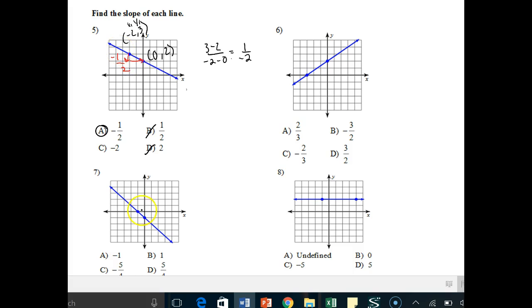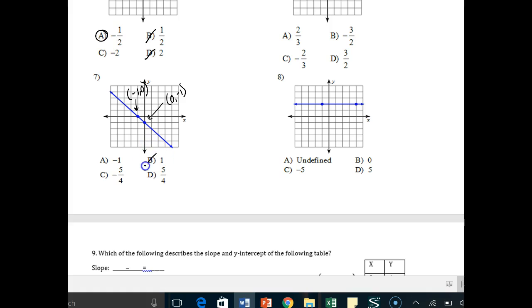Number 7, the points here we have -1, 0. This point -1, 0. And this point is 0, -1, because I move left to right 0 times. It makes sense again to cross off the answers that don't make sense, which are the positive answers, because it's a negative sloping line. x1, y1. So we'd say 0 minus -1 over -1 minus 0. On top we get 1, on bottom we get -1. 1 over -1 is -1. Again, if you try to go from point to point, you go down 1, right 1. So -1 over 1, right?